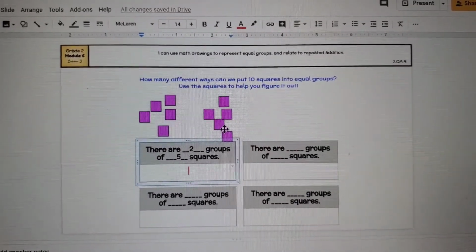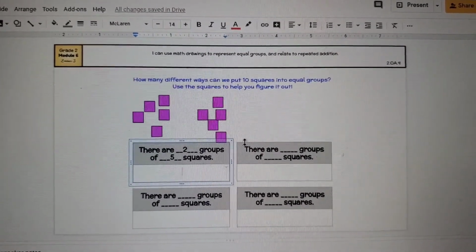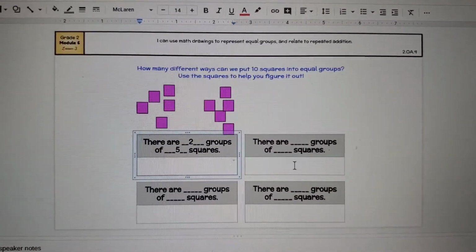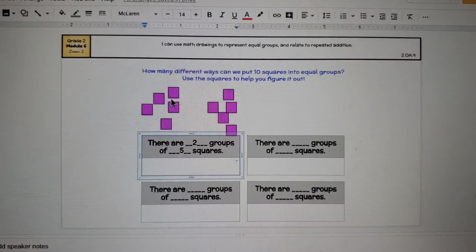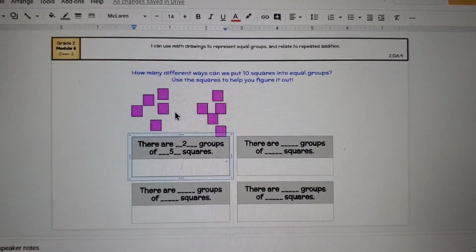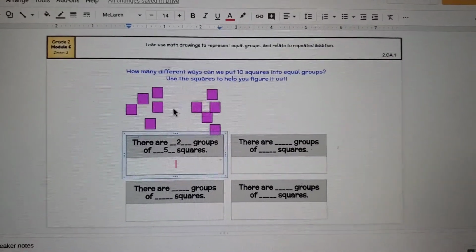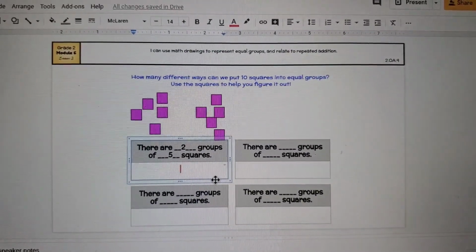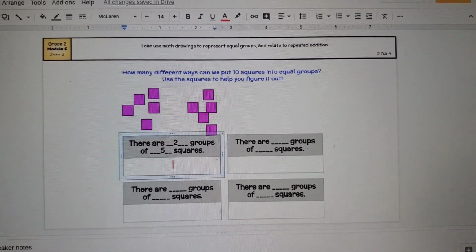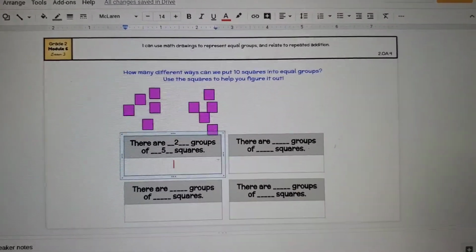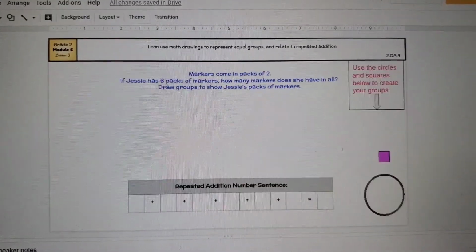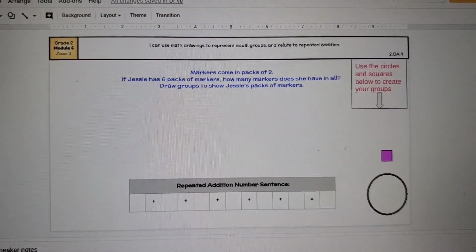Now, how many other groups can you make? How many other equal groups can you make with these 10 squares? Go ahead, boys and girls, play around with these squares. Make sure that they're in equal groups and do the rest of these questions. And there are also more slides for you to figure out equal groups, and also a word problem.